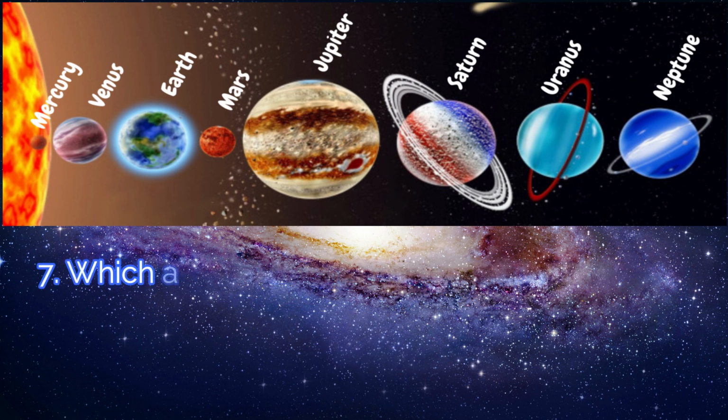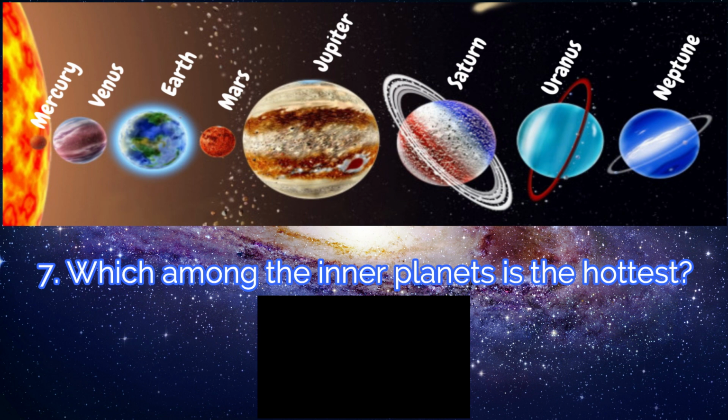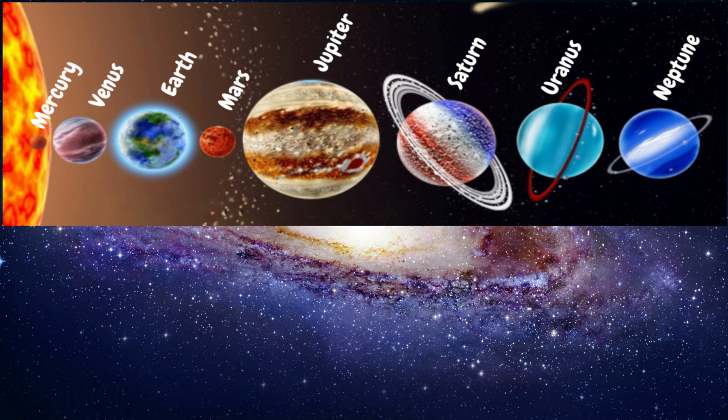Which among the inner planets is the hottest? That is correct. It's Venus. Though Mercury is the nearest, Venus is the hottest planet among the 8 planets because Venus has thick clouds that cover and trap heat in its surface, making it the hottest planet.